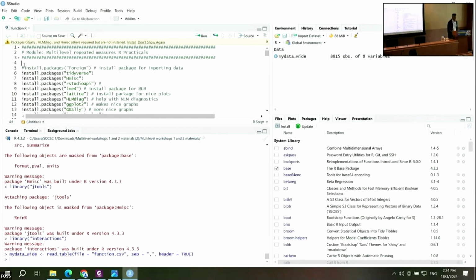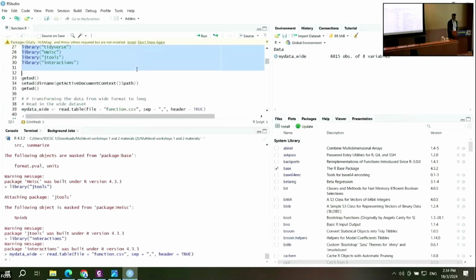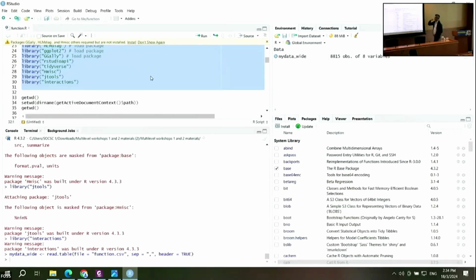So you can install all of them now and let it run in the background. So install the packages and install the libraries, up to line 30. So you can run it now. I've already done that over here just to save a little bit of time. So let R run in the background while I'm talking through.